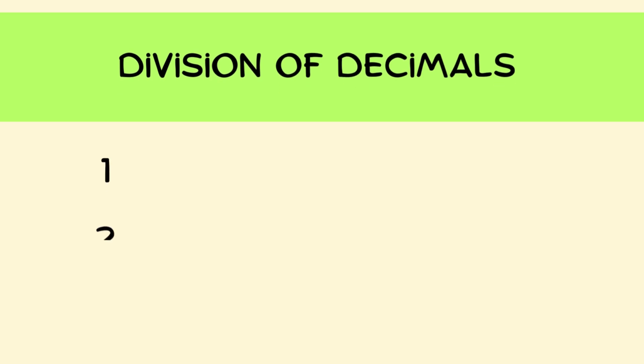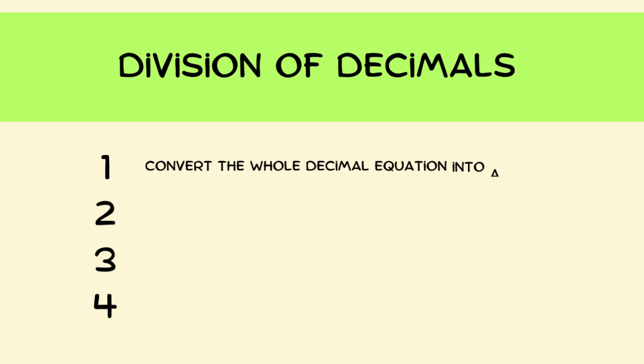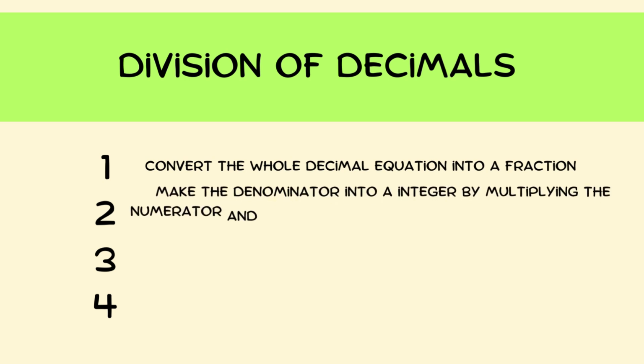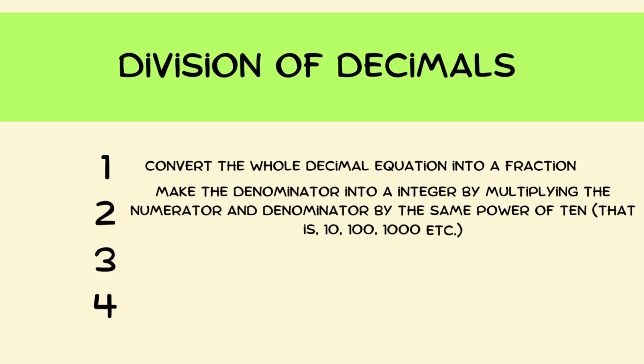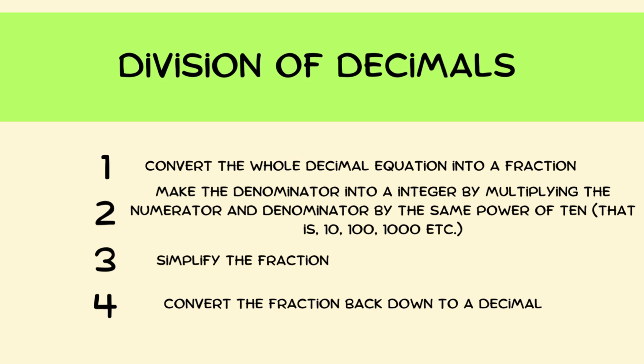Conversely, with division of decimals, there are 4 processes which we need to complete. Firstly, we need to convert the equation into a fraction. Then we need to make the denominator an integer, so we multiply both the numerator and denominator by the same power of 10. Thereafter, we simplify the fraction, and finally, we convert the fraction back to a decimal.